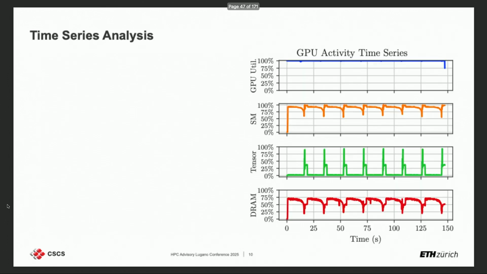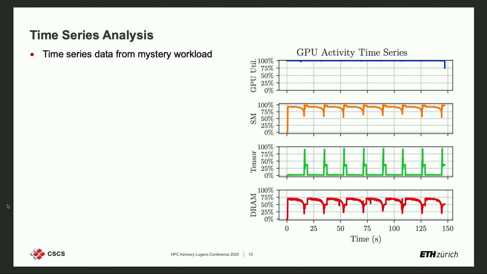And so the most simple and straightforward thing you can do is run your workload on a GPU and track these values over time. For example, here we have some mystery time series data from some unknown workload. What I'm reporting here is GPU utilization, SM activity, tensor core activity, and memory activity. The first thing I want you to notice is that GPU utilization is fixed at 100% the whole time. So effectively, it tells you nothing. You don't know anything about what the workload is actually doing under the hood.